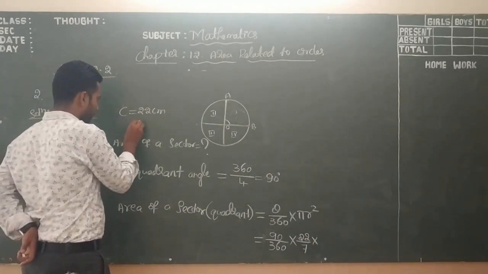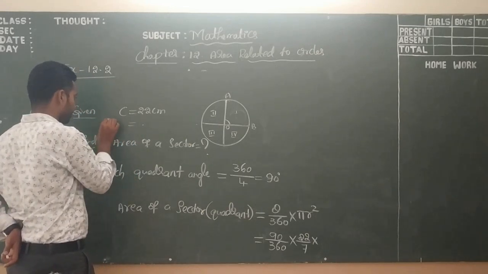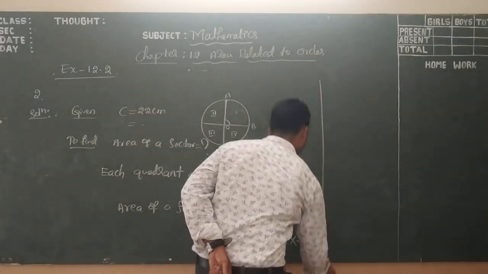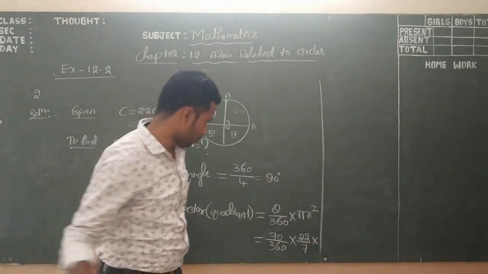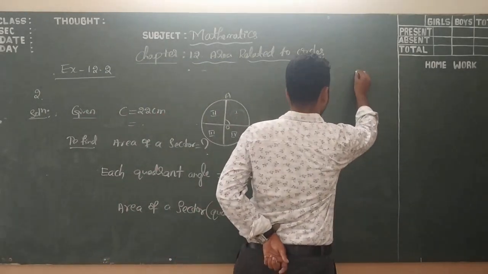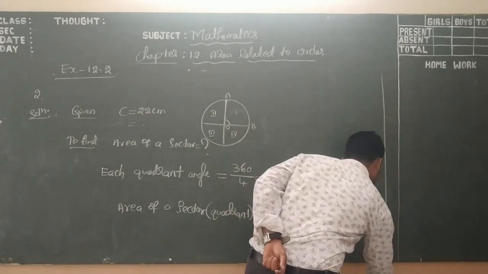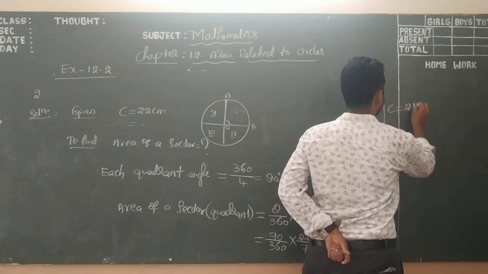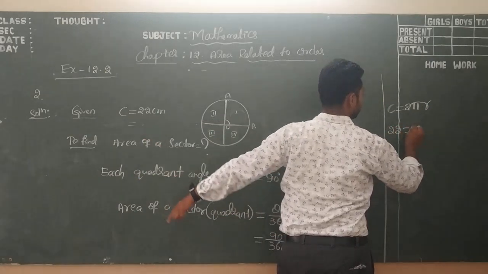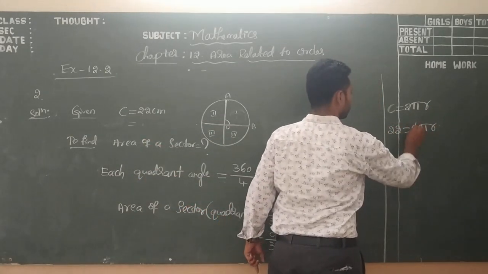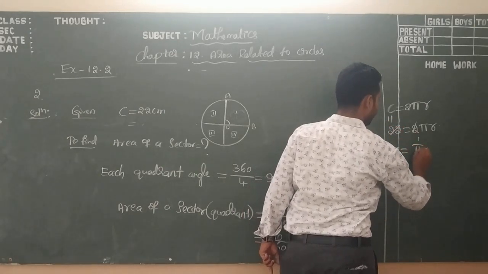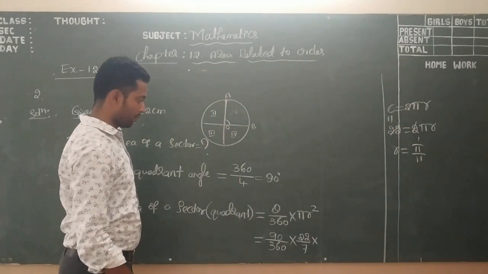Now we have to calculate. See here, the circumference is given. Circumference means 2 pi r. So in rough calculation, circumference is 2 pi r. So see, 22 equals 2 into pi into r. 2 ones are 2, 11s are 11. So r equals pi by 11.